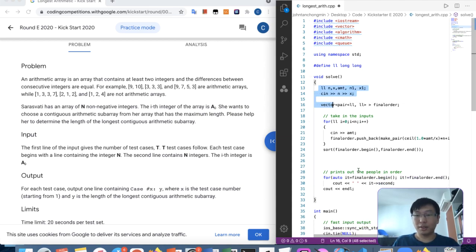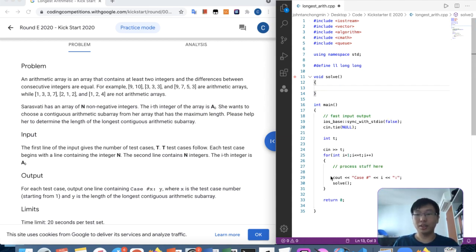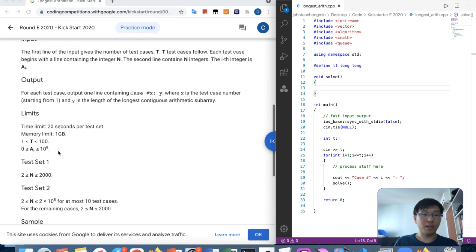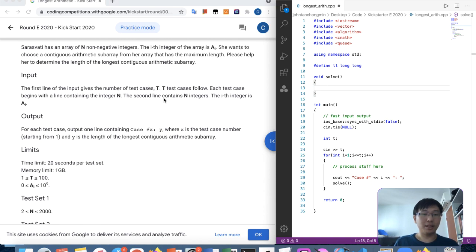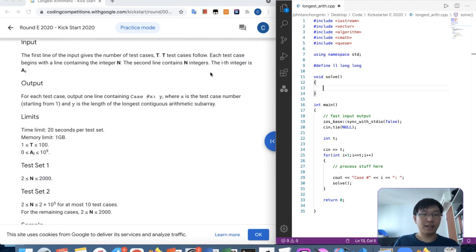Okay, so this solve, I can just delete this whole thing. Okay, so we just need to process this sample code right here. All right, so put a space here. Okay, so this is our code so far. Okay, what do we take in? So we just look at the input and output first. Input, each test case has a line containing n, then a line containing n integers.